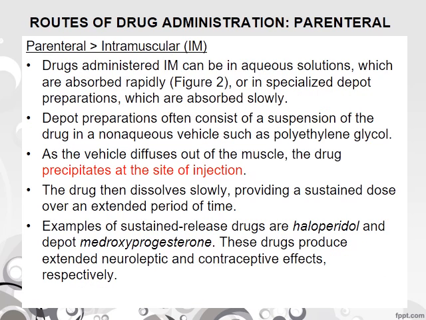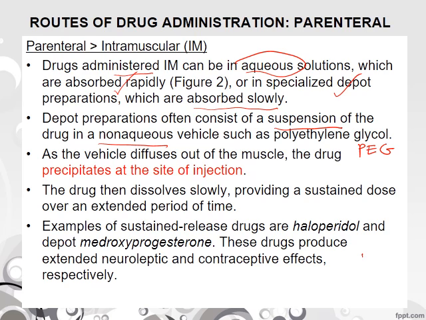Another type of parenteral route is intramuscular. The drug can be administered either in aqueous form, where you need a rapid effect, or in a specialized depot preparation which can be absorbed slowly. Depot preparations usually consist of suspensions in non-aqueous vehicles such as PEG, polyethylene glycol.